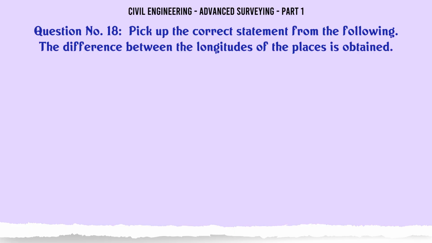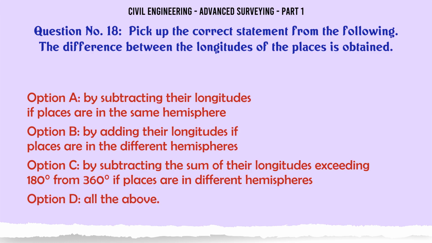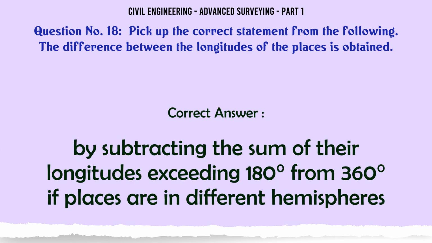Pick up the correct statement from the following. The difference between the longitudes of the places is obtained: A. by subtracting their longitudes if places are in the same hemisphere, B. by adding their longitudes if places are in different hemispheres, C. by subtracting the sum of their longitudes exceeding 180 degrees from 360 degrees if places are in different hemispheres, D. all the above. The correct answer is by subtracting the sum of their longitudes exceeding 180 degrees from 360 degrees if places are in different hemispheres.